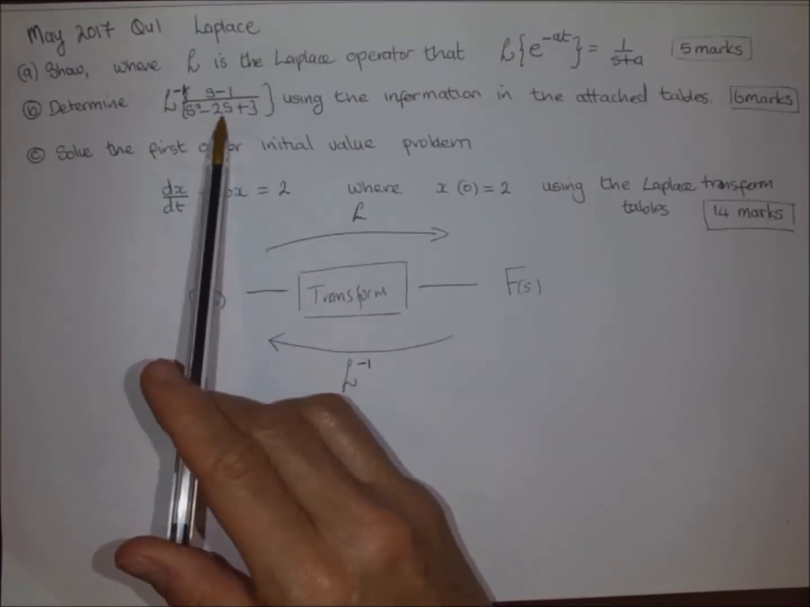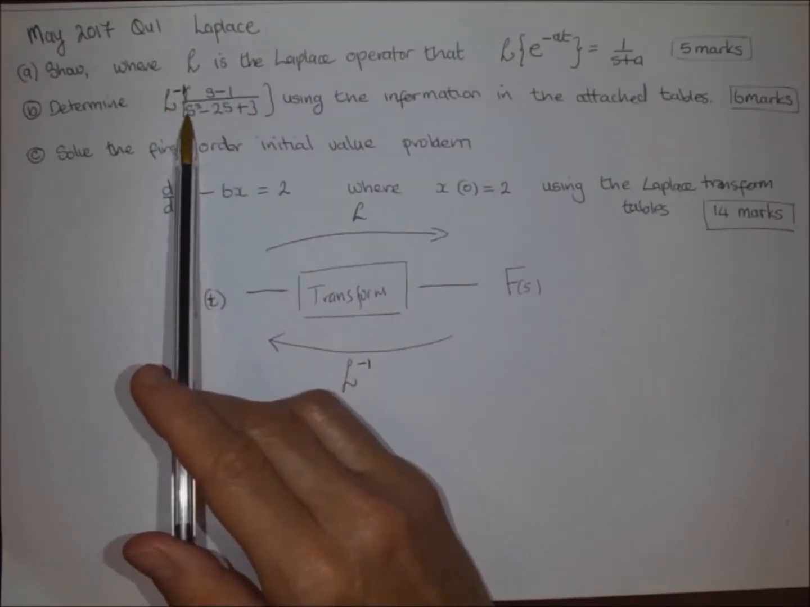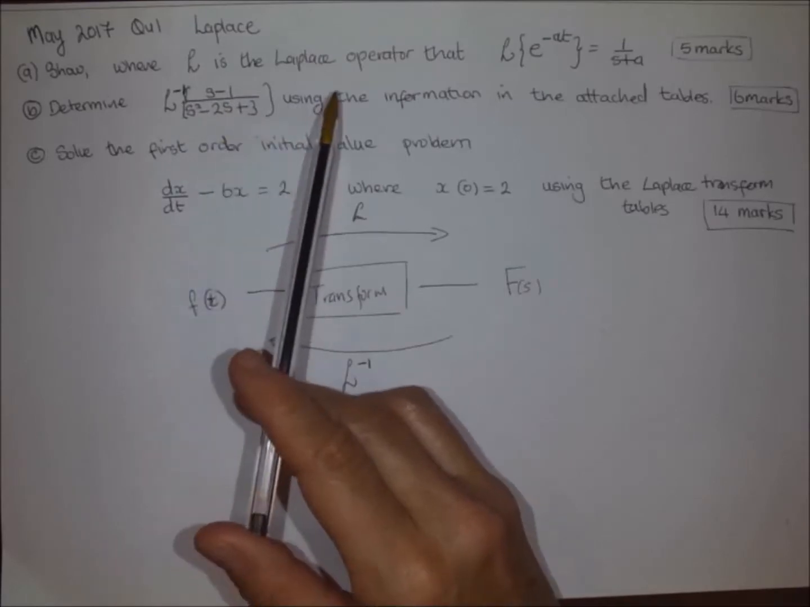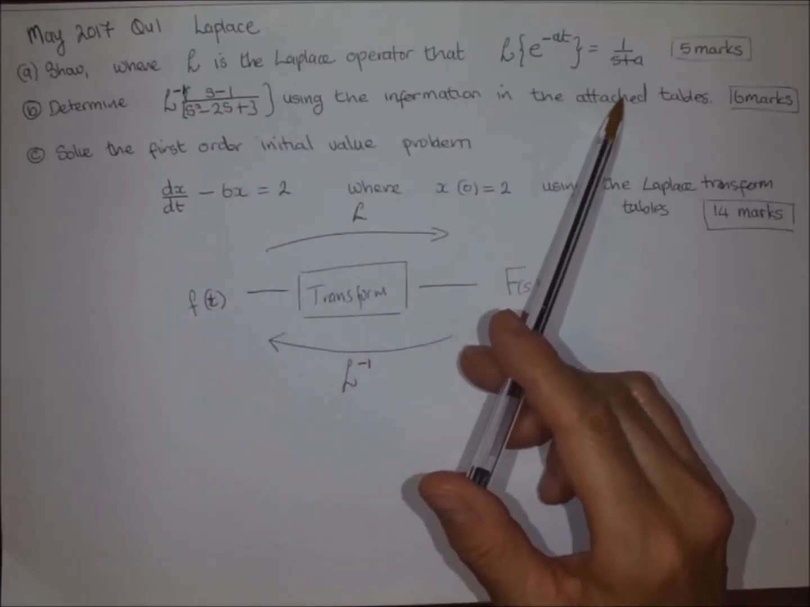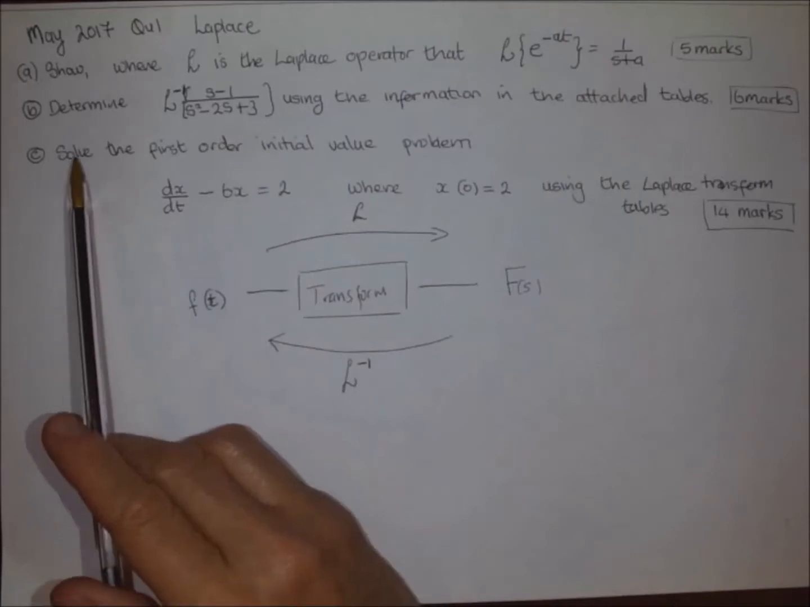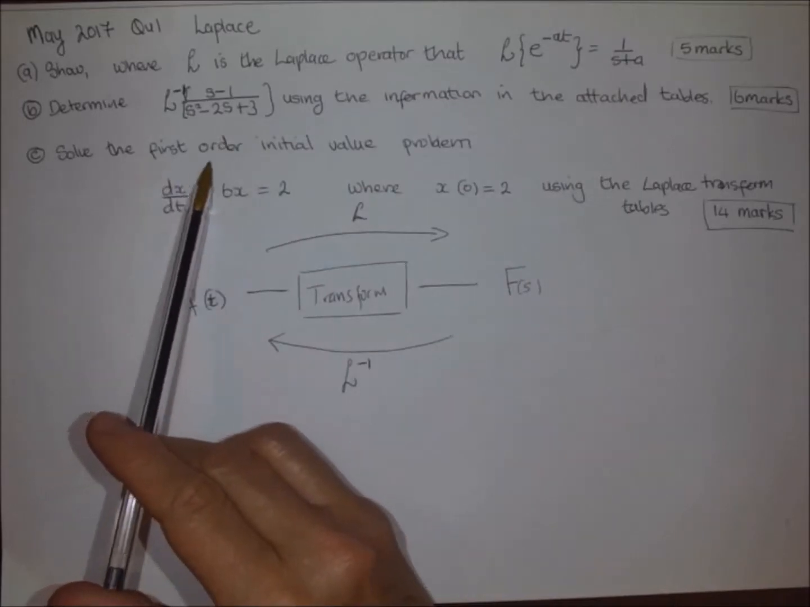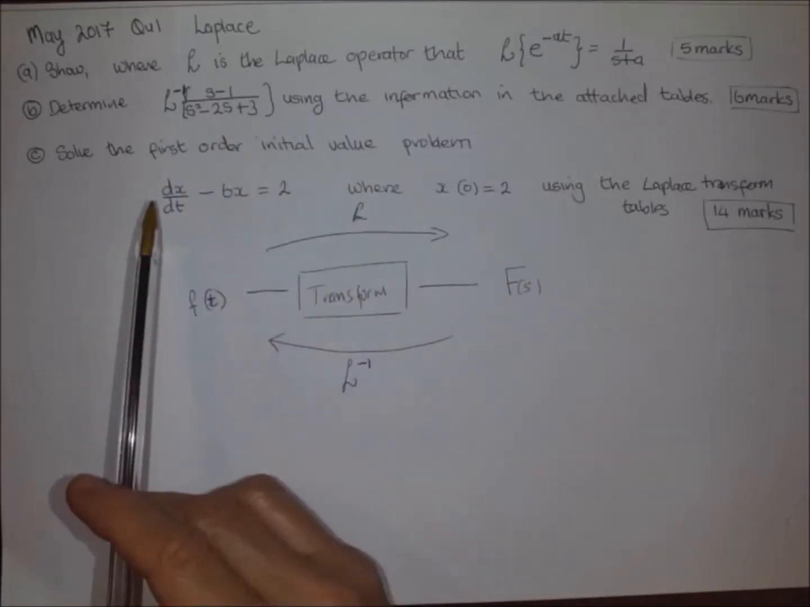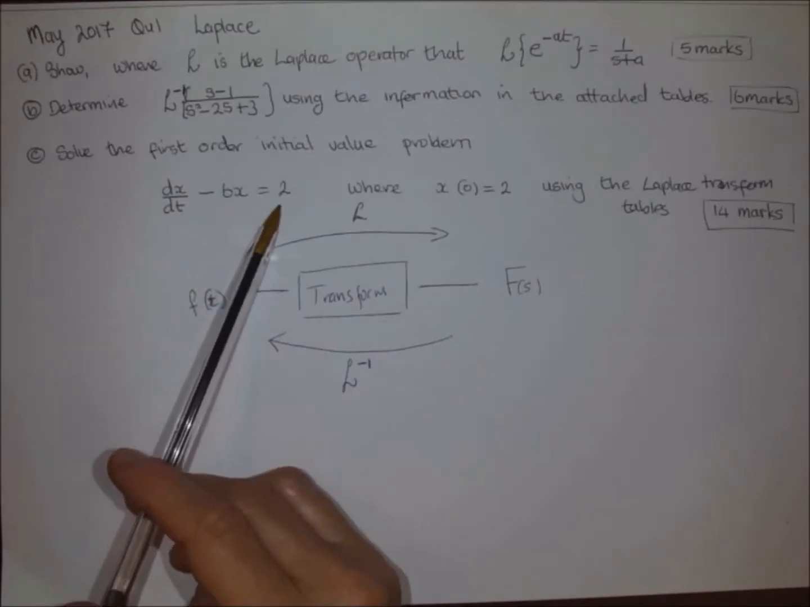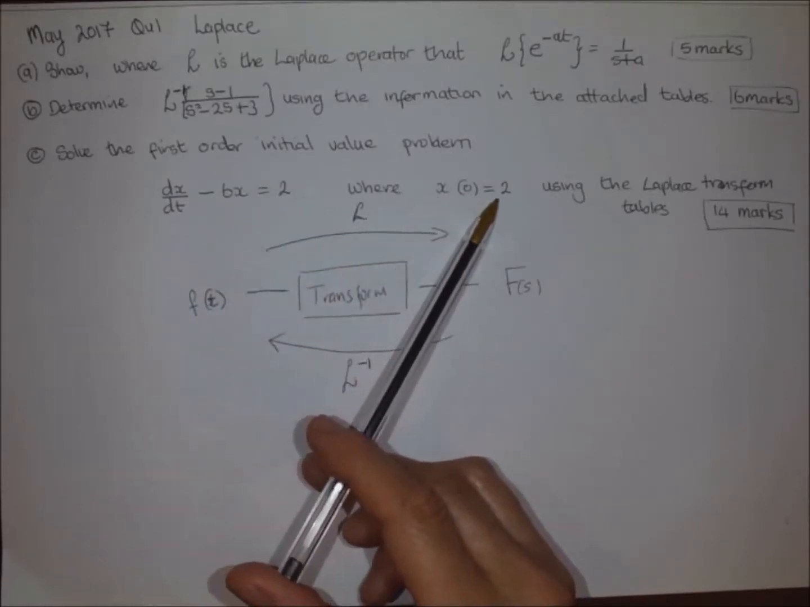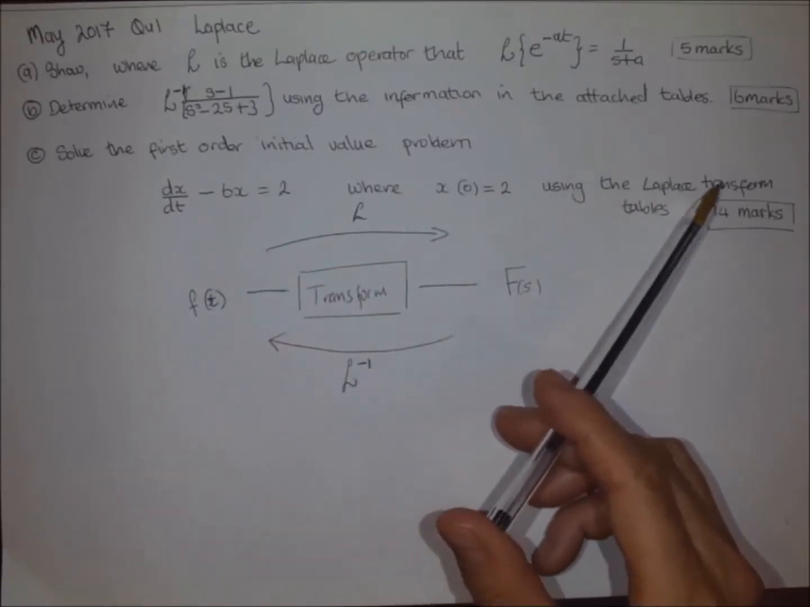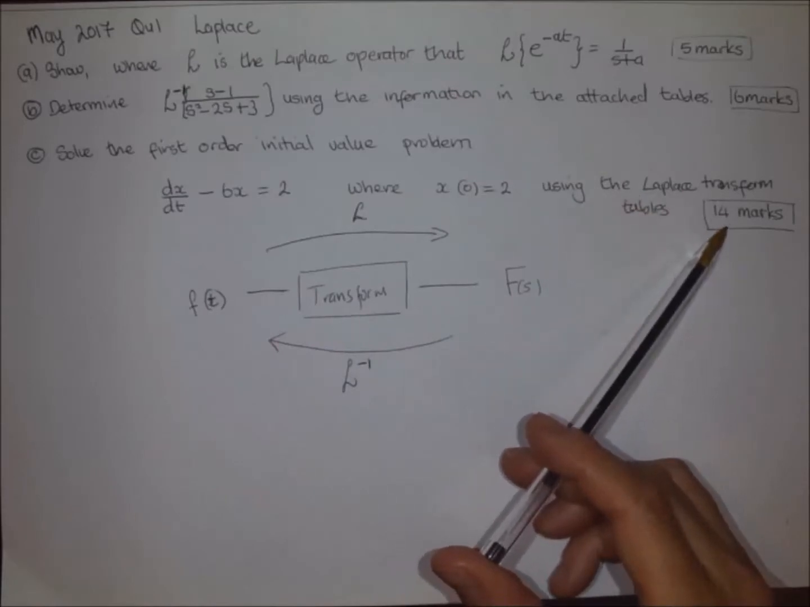Part B is determine the inverse Laplace transform, that's an L to the minus 1 there, of this function here, s minus 1 over s squared minus 2s plus 3, using information in the attached transform tables. And the third part, solve the first order initial value problem dx dt minus 6x equals 2, where x of 0 equals 2, using the Laplace transform tables, and that's worth 14 marks.